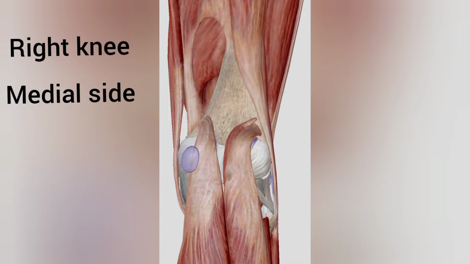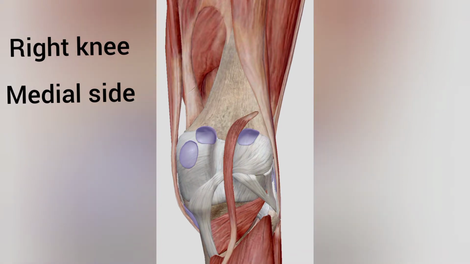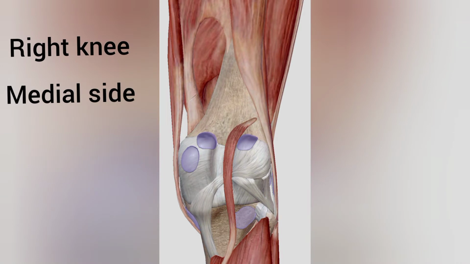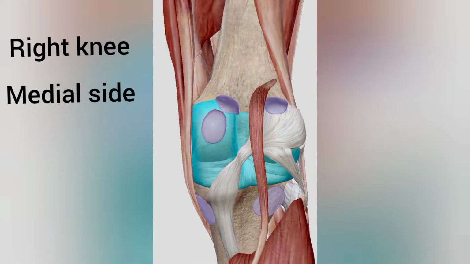The muscles which are now appearing and disappearing are the two heads of gastrocnemius, the medial head and the lateral head. This is the popliteus muscle which is flickering. Let us remove that also. And now this is the capsule of the knee joint. The white structure which is overlying the capsule of the knee joint, which is now disappearing, is the oblique popliteal ligament.